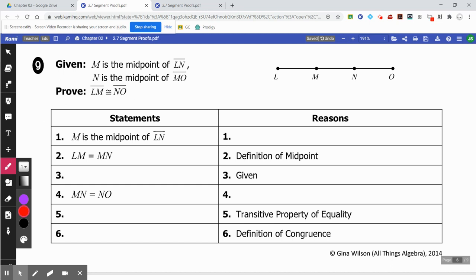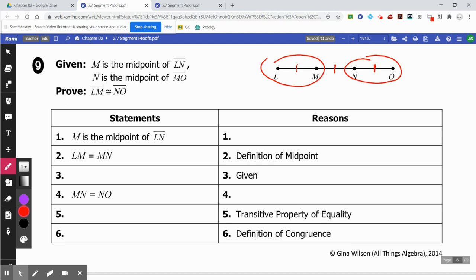We're given that M is the midpoint of LN, and they filled out half of the proof again. M is the midpoint of LN, which means this has to be the same as this. N is the midpoint of MO, which means that, since N is the midpoint, this has to be the same as this. Since this is one tick mark, I'm going to put one tick mark here because of that same transitive property. So we want to prove that LM is the same thing as NO, and we kind of already have because of that transitive property.